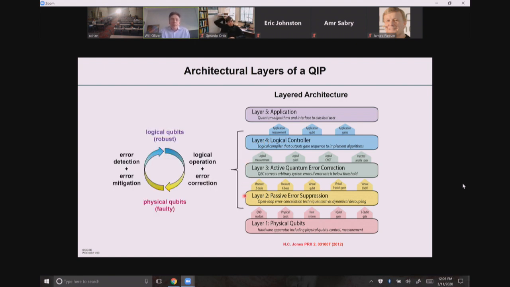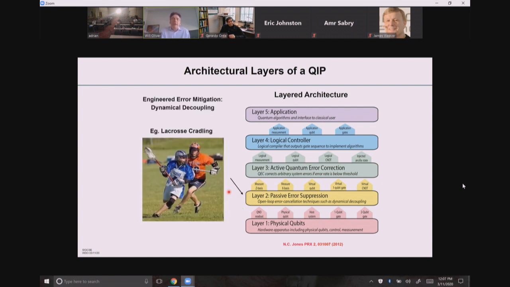But what's unique to quantum computers is layers 2 and 3. Basically, because the qubits are faulty, every clock cycle, we need to try to protect the qubits, prevent them from having errors. And then when errors do occur, we need to detect those errors and we need to fix them. And the way that this happens, I'm going to show you in a moment. I like to use the analogy of lacrosse. And so I'll show 3 short videos which give the idea of what's happening in these first 3 layers.